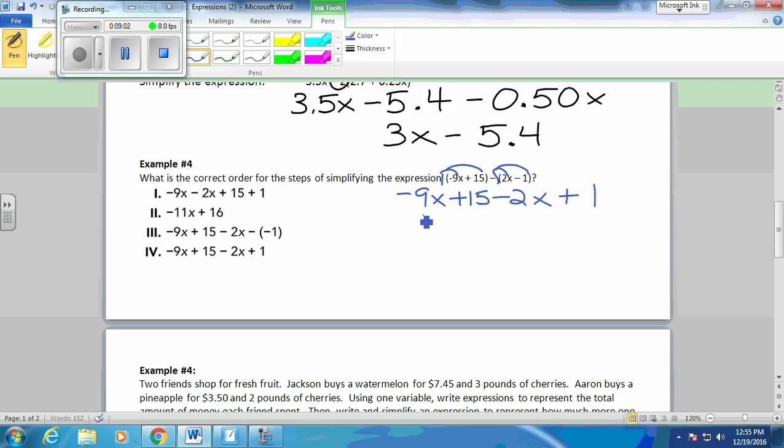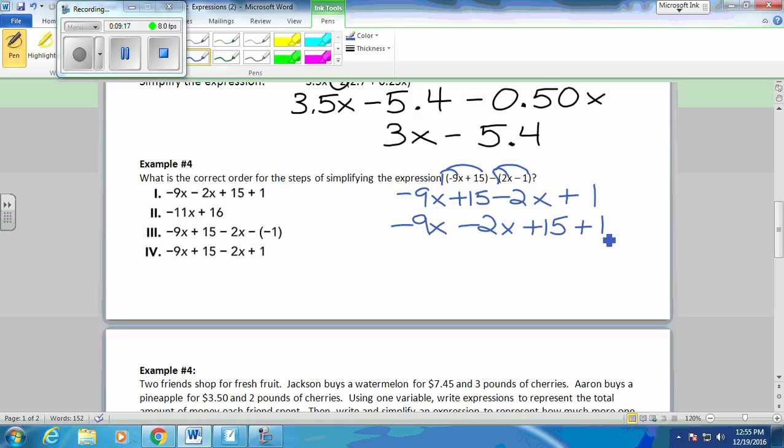So I'm going to put the negative 9x and the minus 2x. Remember, when I'm bringing that term down, the sign in front of the number has to travel with it. Then I have the plus 15, and I have the plus 1. Then I will combine like terms.